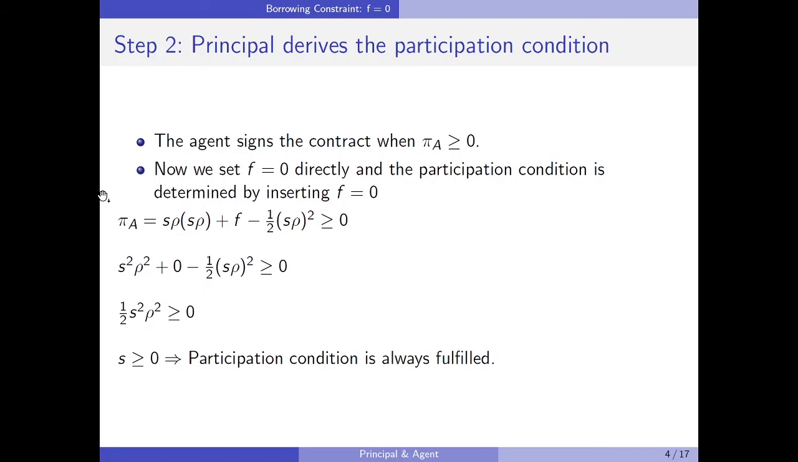Now we think that the fixed salary is equal to 0, and consider the participation condition by inserting the 0 into the fixed salary, F, and considering that E was equal to S times rho from the previous slide. The profit of the agent is then 1 over 2 times S squared times rho squared. So this is greater than or equal to 0. In this case, the share S is greater than or equal to 0, which is the participation condition. So this is always fulfilled, as we know that the share is between 0 and 1.